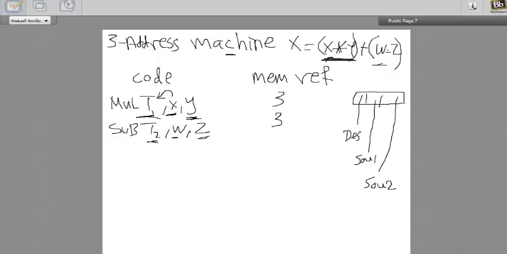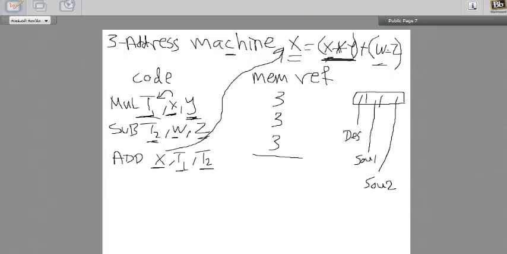The third and final step, we only need to add T1 with T2 and store the result straight in X. Which X is this? This X, right? So we add T1 and T2, and store them in X. Again, we need 3 memory references, one for T1, one for T2, and one to store the result of X. How many times did we access the memory? 9 times.